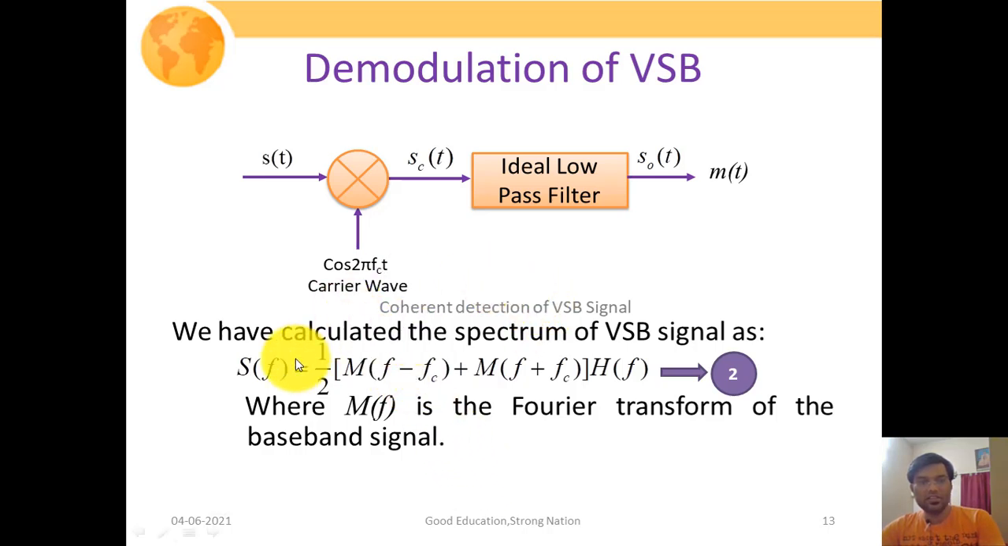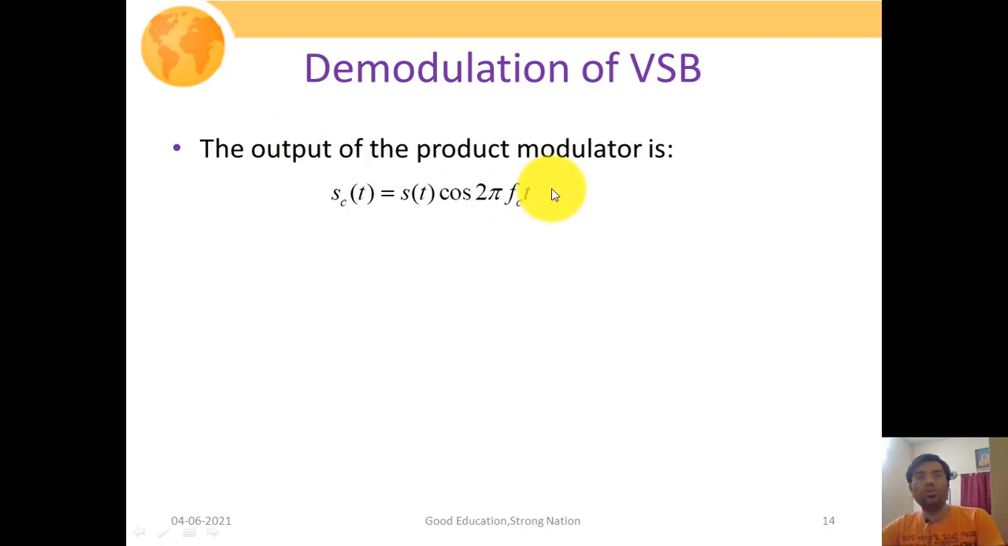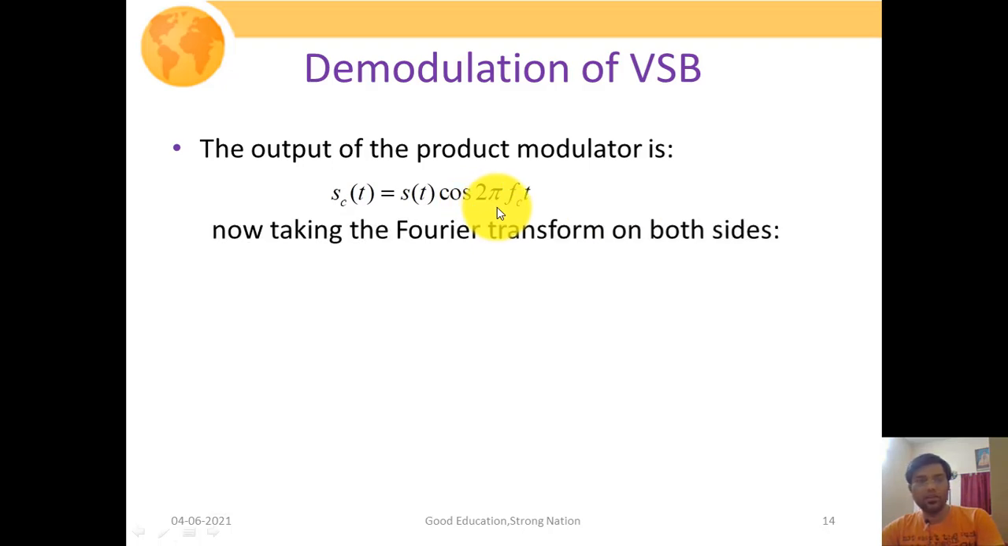Then this signal will get multiplied with the carrier signal, that is cos(2 pi fc t), and then it will get passed through the low pass filter. So the output of the product modulator will be s_c(t) equal to s(t) times cos(2 pi fc t). Now taking the Fourier transform of both sides, the Fourier transform of s(t) we had already evaluated, that is S(f), and when it gets multiplied with cos(2 pi fc t), then frequency translation will take place.